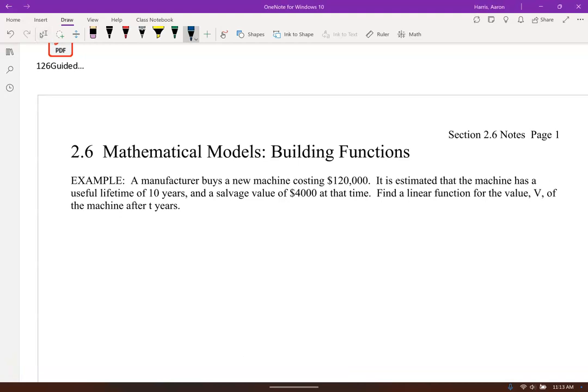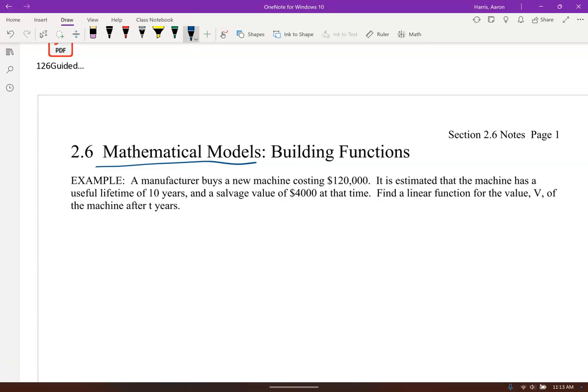Well, in this section we're going to build mathematical models, so do a little application. This first one is a linear application. We've got a manufacturer who buys a new machine. It costs $120,000. It has a useful lifetime of 10 years and a salvage value of $4,000 at that time. Find a linear function for the value of the machine after t years.